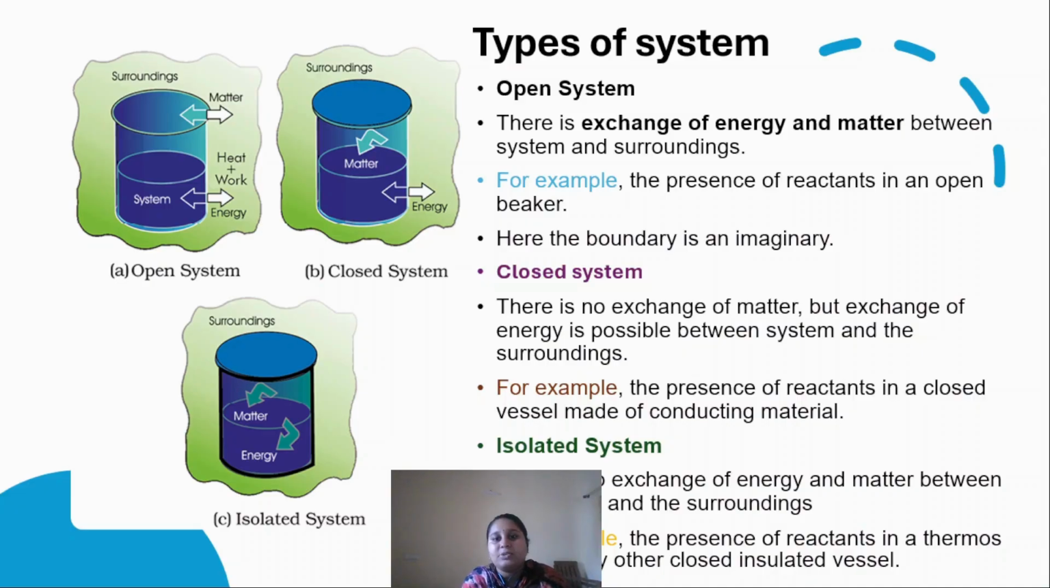The next is closed system. Here there is no exchange of matter, but exchange of energy is possible between the system and the surroundings. For example, the presence of reactants in a closed vessel which is made up of a conducting material. The next is isolated system. In an isolated system, there is no exchange of energy and matter between the system and the surroundings. For example, the presence of reactants in a thermos flask or any insulated vessel.